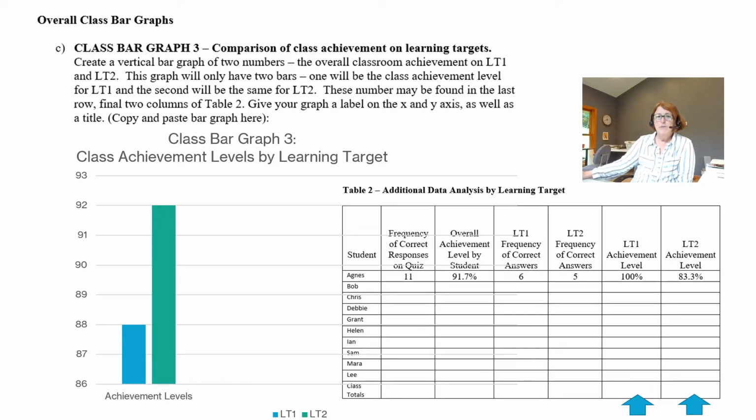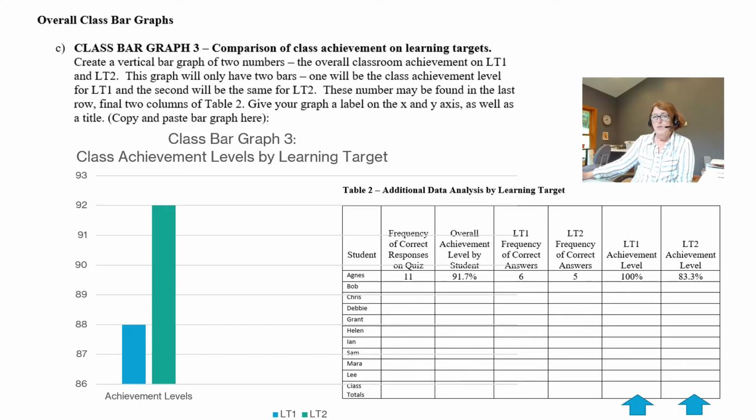The third graph is called class bar graph 3, a comparison of class achievement on learning targets. So this is a little different. This is not by student, and these numbers haven't been given to you. They're just numbers I made up here for the purposes of this demonstration. But you should have calculated those numbers in part 1. And this would be the bottom row, class totals, the final 2 columns.